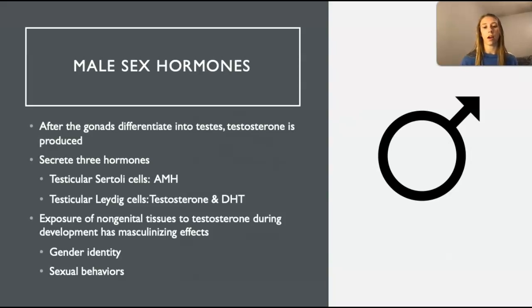Testosterone and DHT are the dominant steroid hormones in males. DHT is responsible for many male characteristics, such as the external genitalia. Exposure of non-genital tissues to testosterone during development of embryos has masculinizing effects, such as altering the brain's responsiveness to certain hormones associated with gender identity and sexual behaviors.